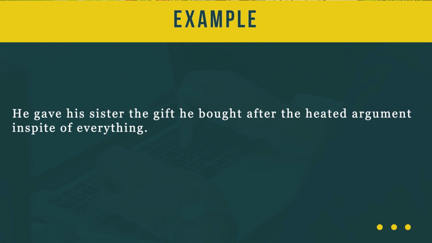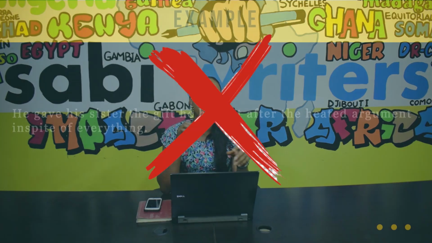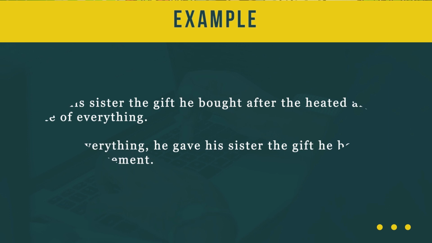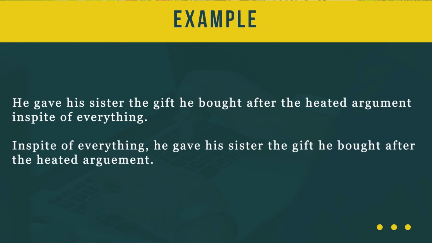For instance, let's take the sentence: He gave his sister the gift he bought after the heated argument, in spite of everything. Wrong. The correct sentence should be: in spite of everything, he gave his sister the gift he bought after the heated argument.